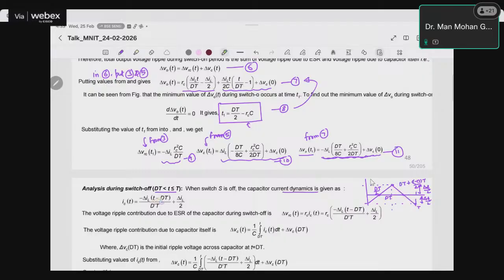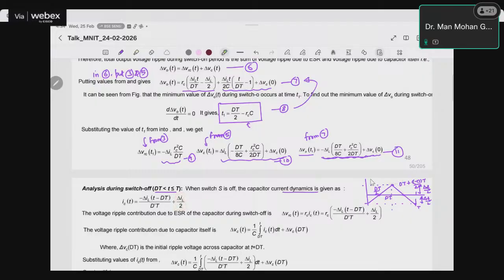So this current equation is given as minus del IL (t minus DT) upon D dash T, where D dash is 1 minus D, plus del IL by 2. So if you put t equal to DT in this, then this term becomes 1. And what is the value of ICT? This is just del IL by 2, so this value, right?